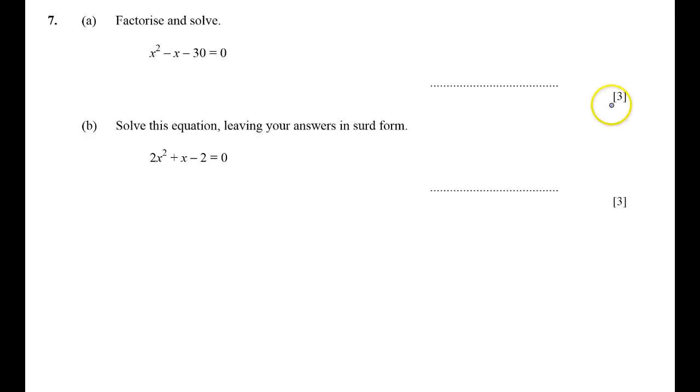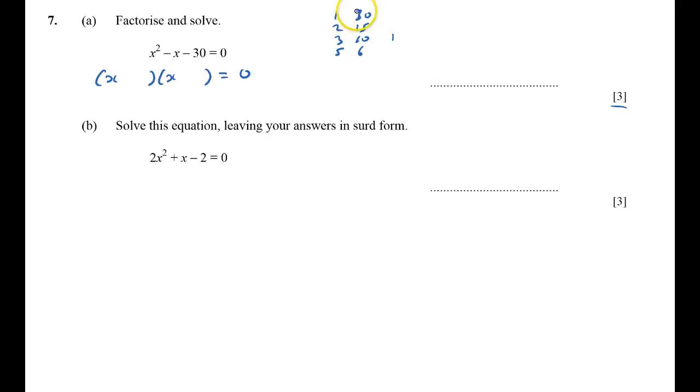Okay, factorise and solve this for 3 marks. So it's definitely, I know I can do it, it just may take me a few goes to get there. So it's going to be x and x to start off with. I've got to get 30. How can I get that? 1 and 30, 2 and 15, 3 and 10, not 4, 5 and 6.